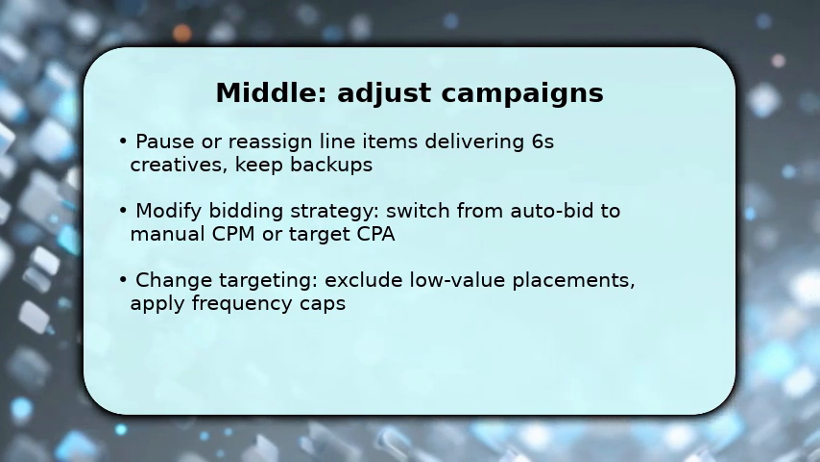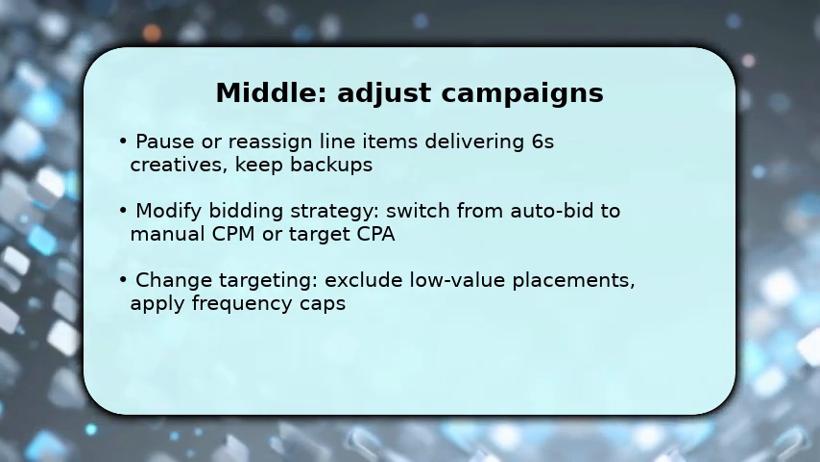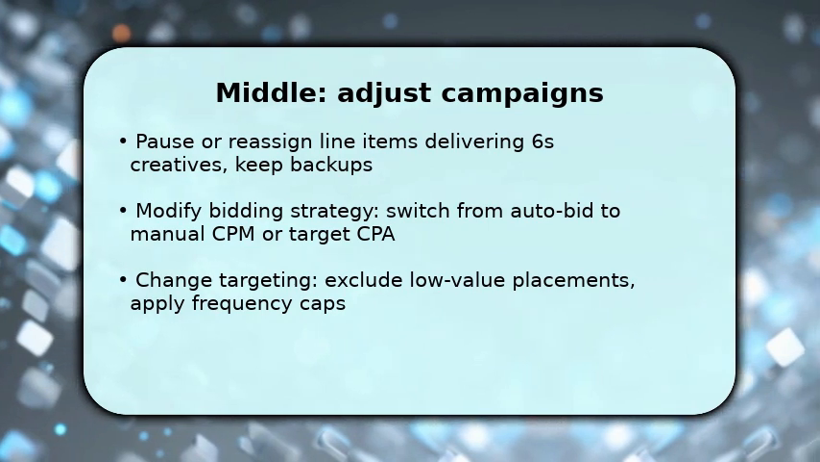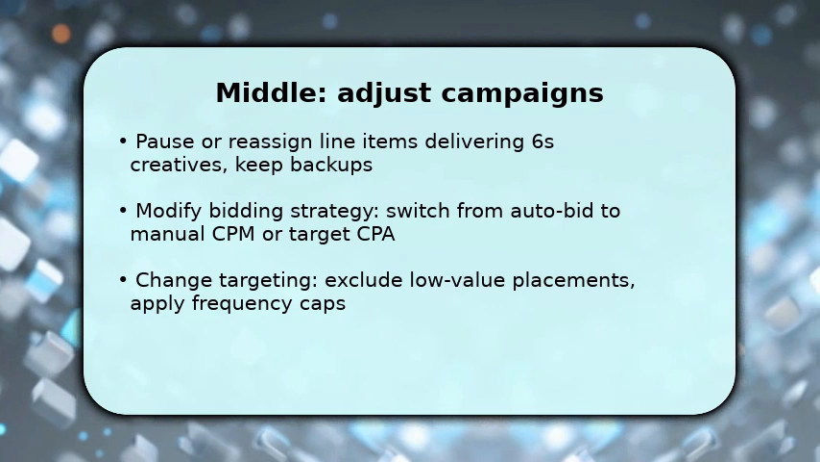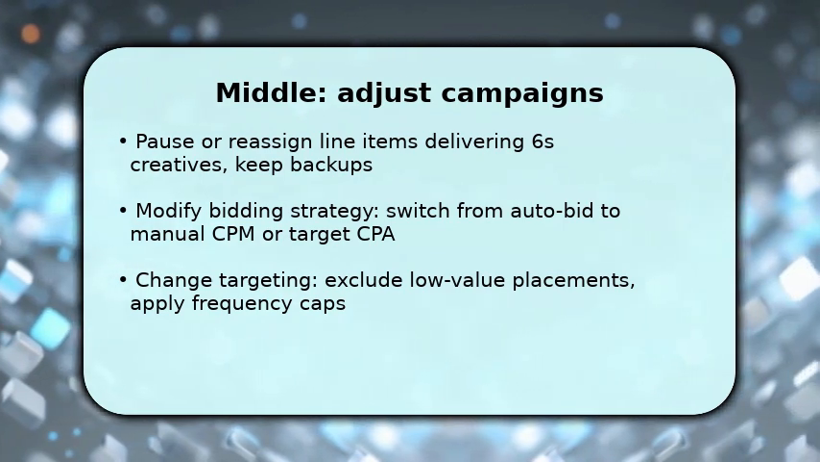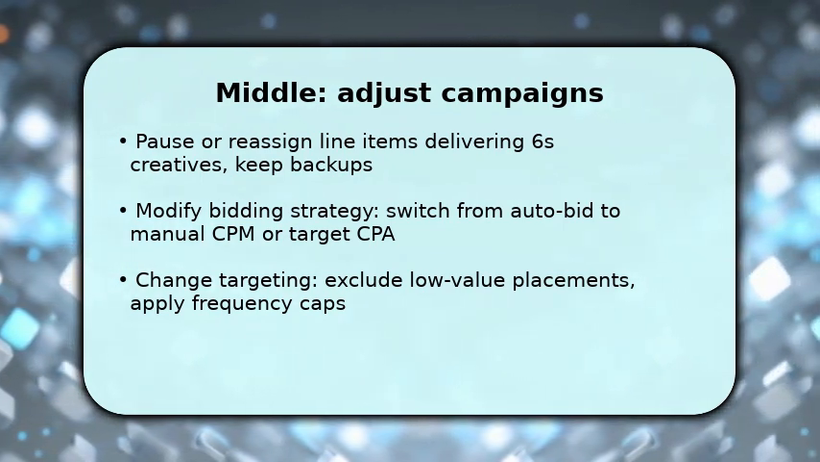You should also tighten targeting and add placement exclusions and frequency caps. These reduce low-quality impressions that drive up measured bumper CPM and help you redistribute spend toward preferred inventories.